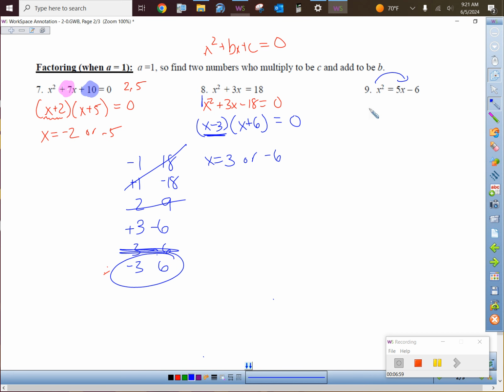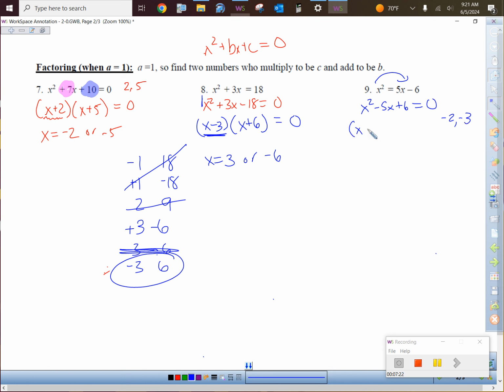So I'm going to move these bad boys over to the left side by subtracting 5x and adding 6 over. And now I've got to find two numbers that multiply together to be a positive 6 and add together to be a negative 5. The way that's going to work is both of those numbers need to be negative. So a negative 2 and a negative 3.